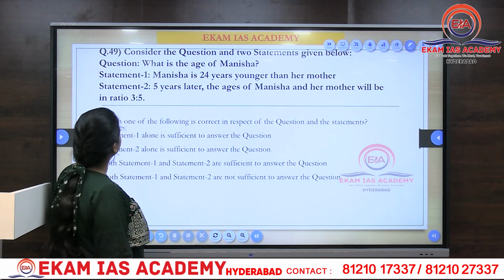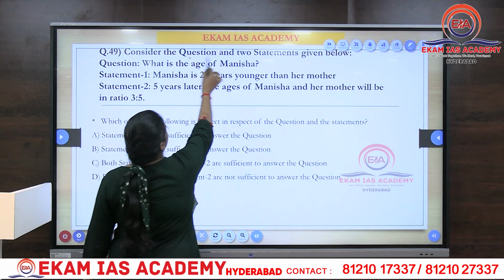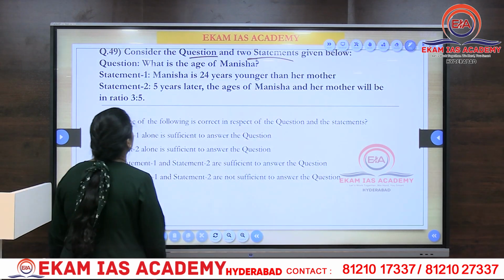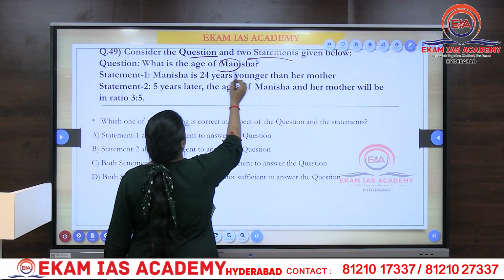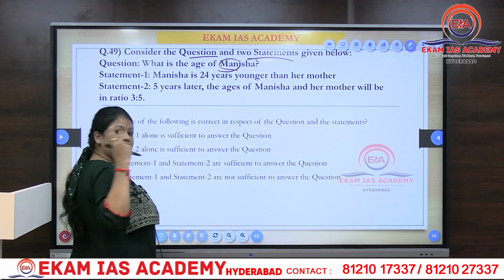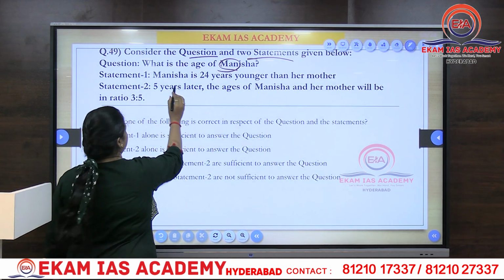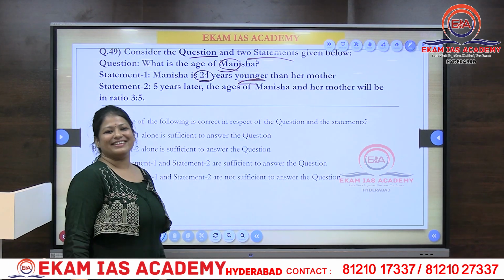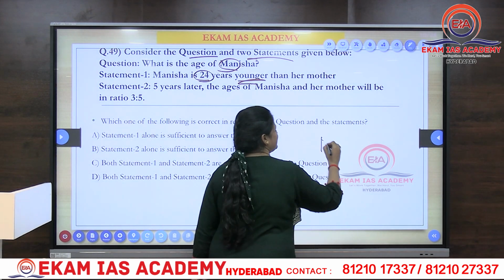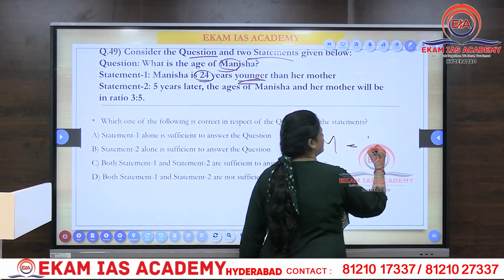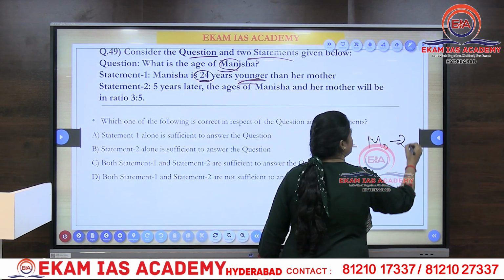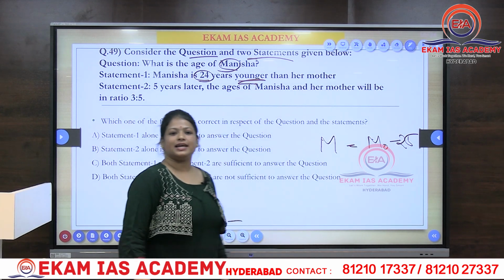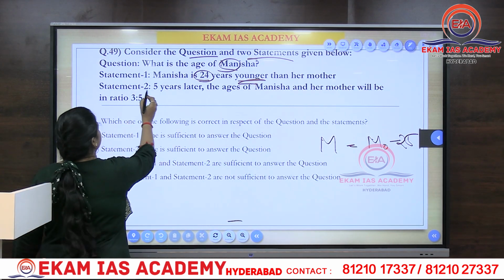So moving on to the next question, consider the following question and the 2 statements given below. What is the age of Manisha? That is the question. We have 2 statements here. Statement 1: Manisha is 24 years younger than her mother. So here is Manisha, here is her mother. She is 24 years younger than her mother. Very good. Next, statement 2.